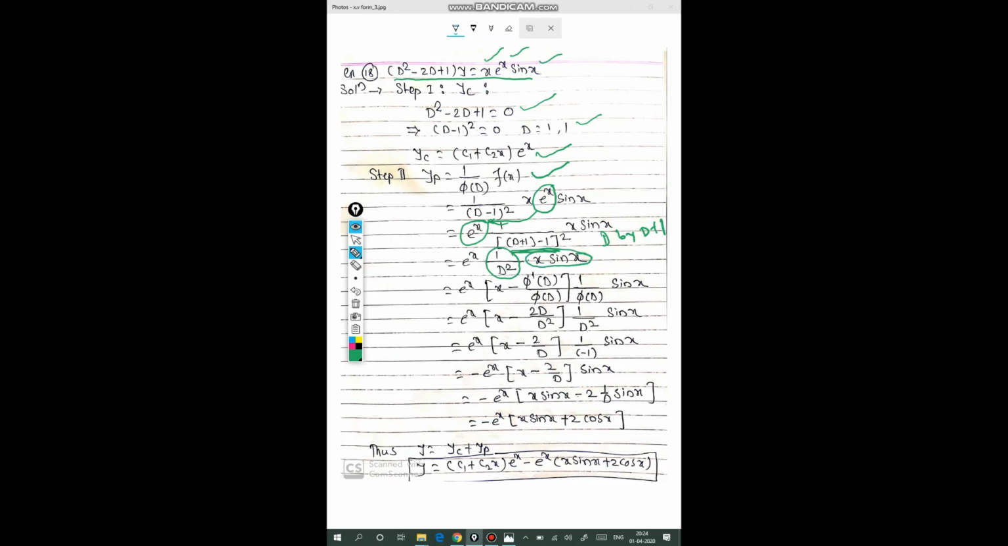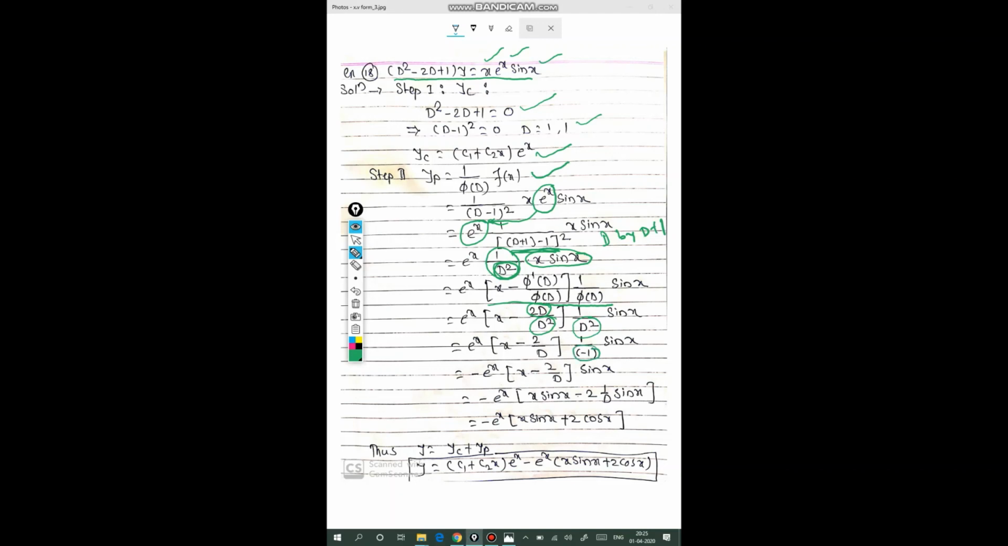Now there are again two ways. One way is, we know 1 by D is an integration operator, so just integrate x sin x two times: integration of x sin x first time and one more time. The second way is the formula x minus φ'(D) upon φ(D) into 1 upon φ(D) of sin x. In this example, φ(D) is D square, so φ'(D) is 2D. This is φ(D), so we replace D square by minus a square, that is, D square by minus 1.